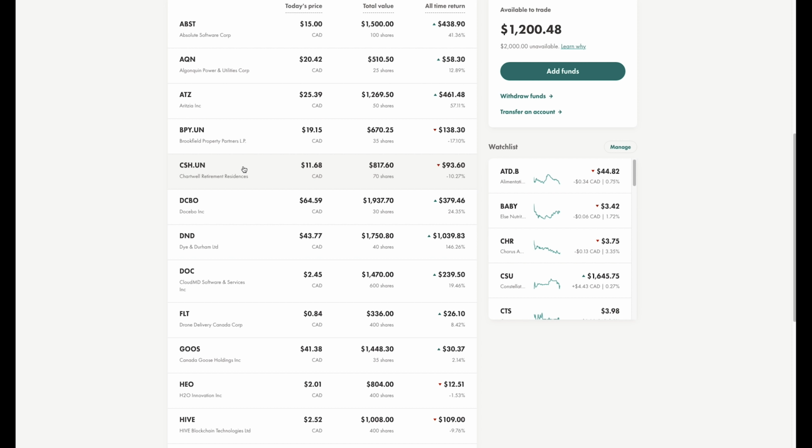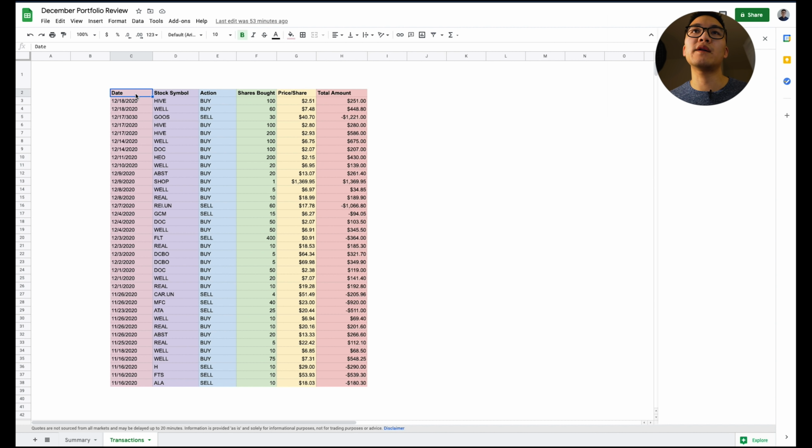So here on the spreadsheet that I created for my December portfolio review, you can see all the stocks that I bought and sold, how many shares I bought, the price per share, and the total amount. Positive amounts are stocks that I bought into, negative amounts are stocks that I sold. One thing that I want to highlight on this part of the spreadsheet is that I purchased Hive, which is my one new position in my portfolio as of this month.